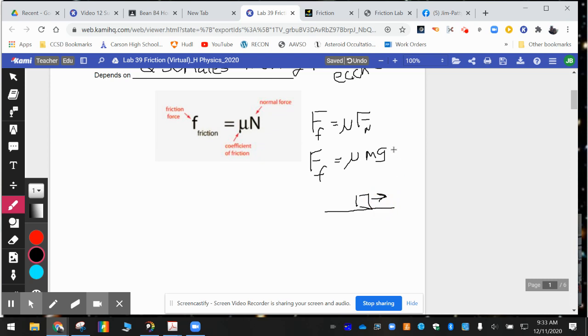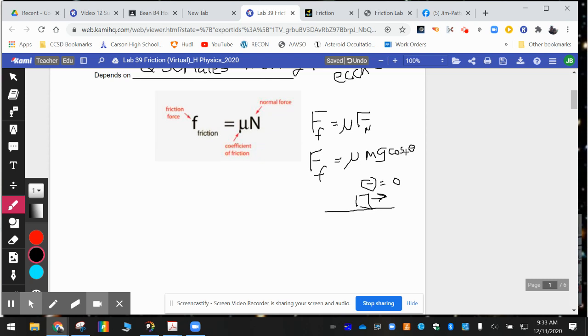Technically you could say it's cosine of theta. Now, theta when it's flat is zero, right? So cosine of zero is what? One. Sine of zero is zero, so cosine of zero is one.